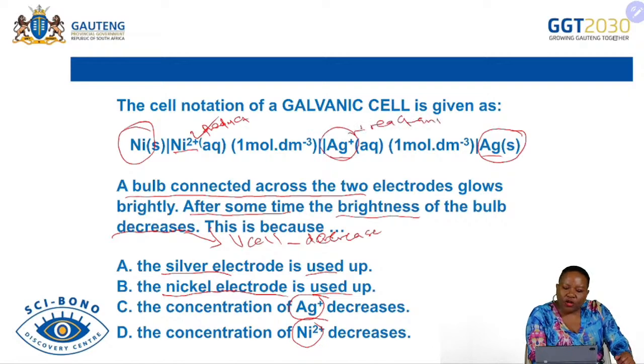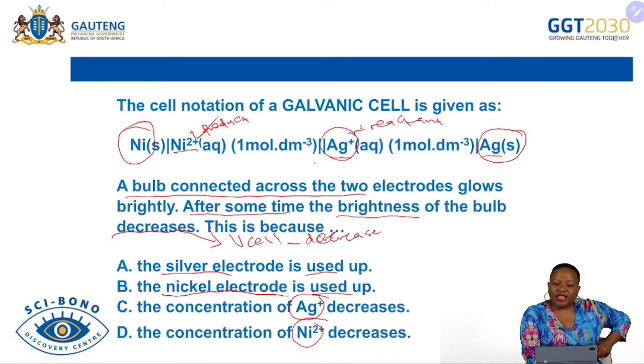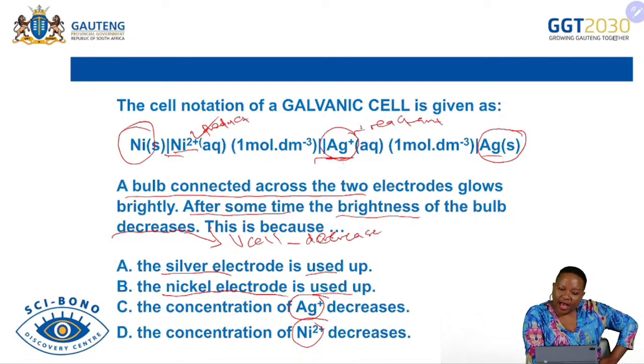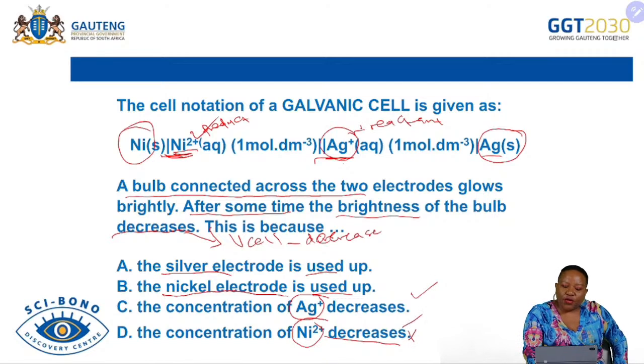So we know that for the V cell to decrease, the silver ions must decrease because they are the reactant ions, and the product ions must increase. So when you look at number C, the concentration of silver ions increases, which is correct. The concentration of nickel ions, no, is definitely incorrect. What must happen here is that for the V cell to decrease, the concentration here must increase. Therefore, the correct answer is number C.